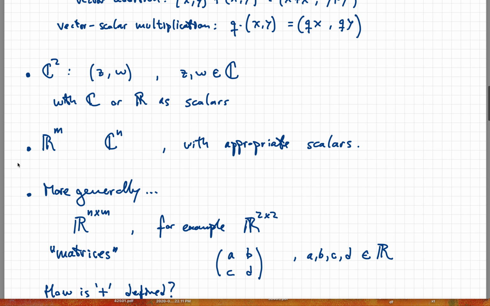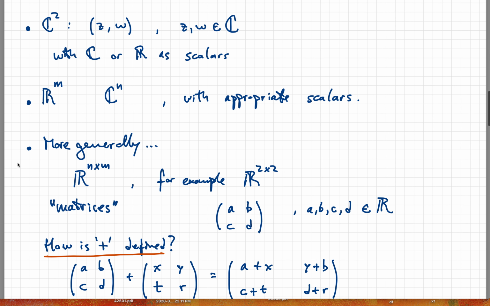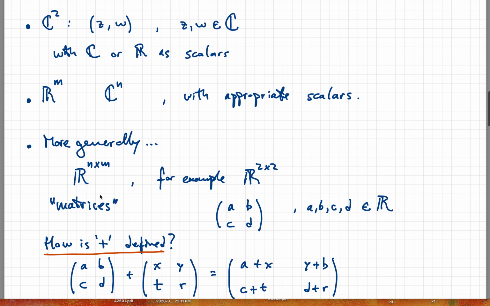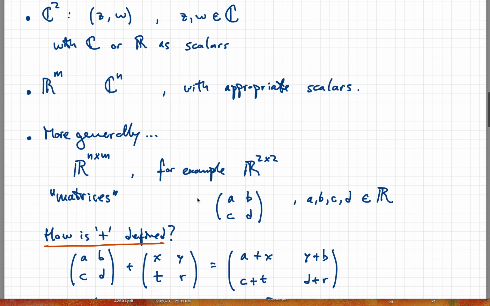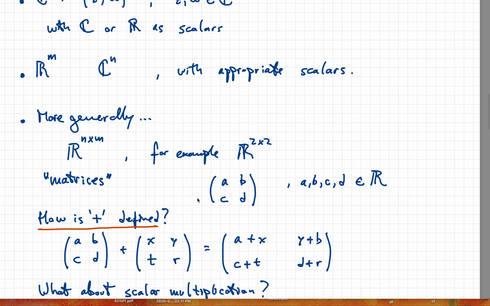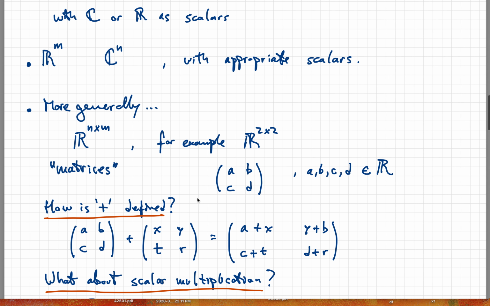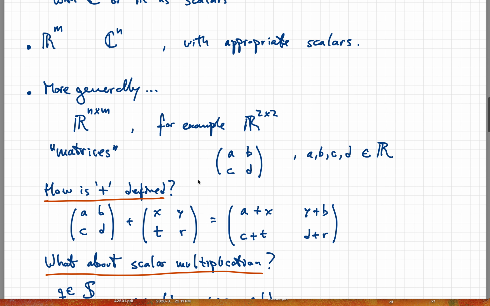More generally than that, we can talk about matrices, so objects that take this form with n rows and m columns. So for example, R 2 by 2 as shown here is an example of a set of matrices with real entries. So a, b, c, and d here are real numbers. And so in that case, you would have also a well-defined vector space if you take your scalars to be the real numbers. And how do we define the addition in that case?